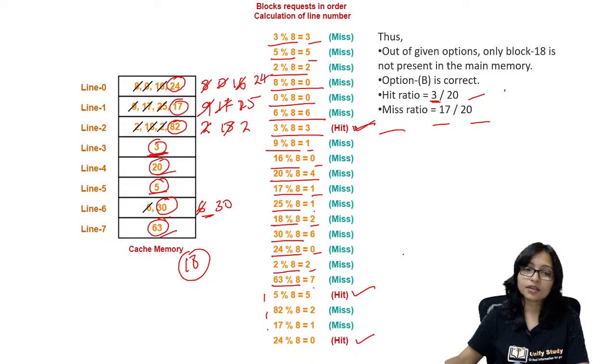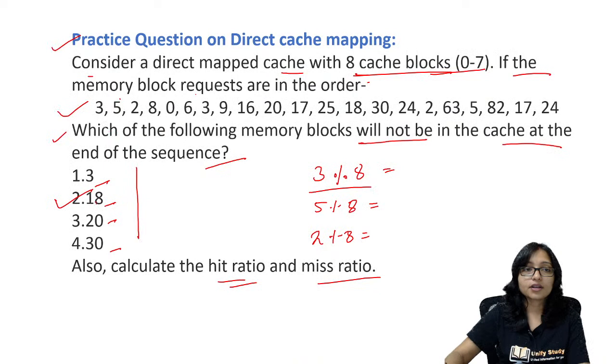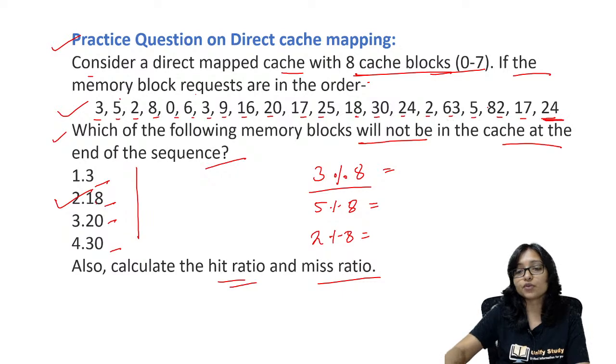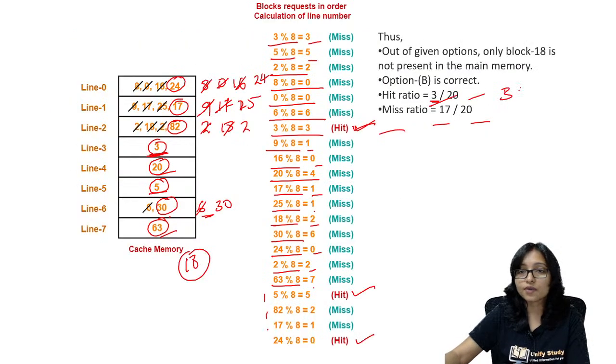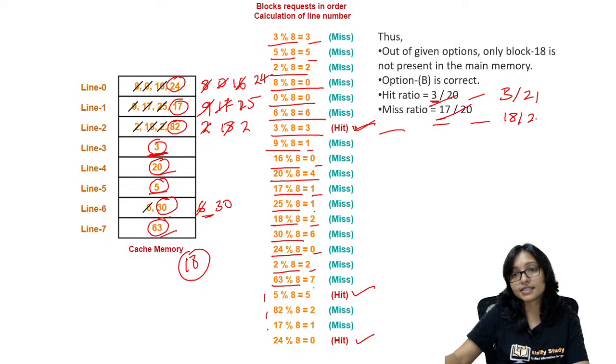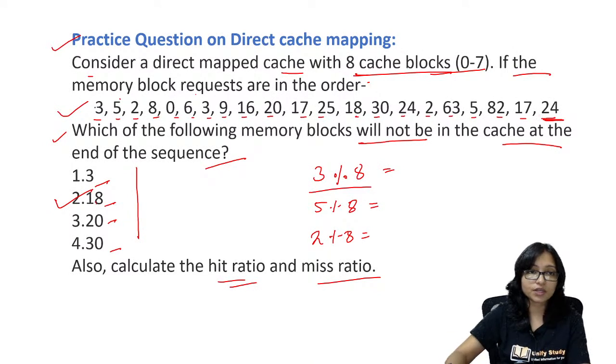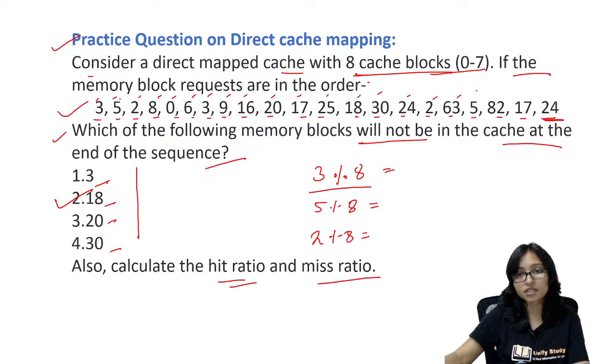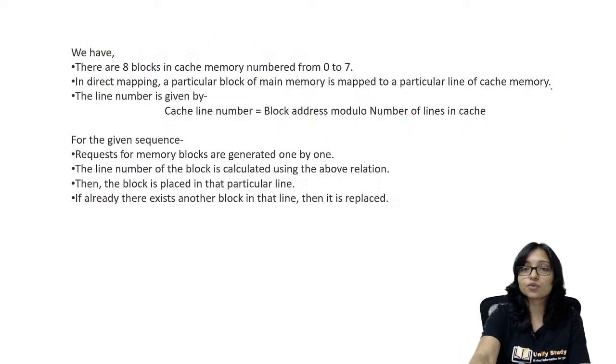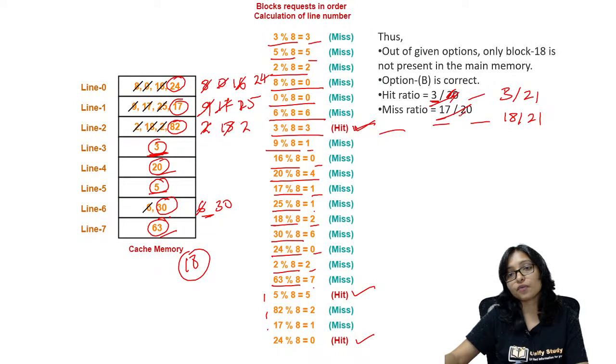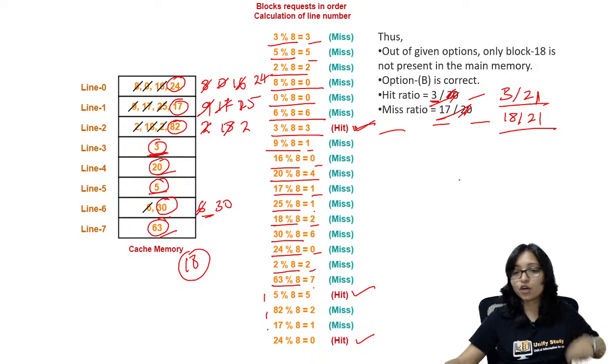Is it clear? Yes or no? Clear. 1, 2, 3, 4, 5, 6, 7, 8, 9, 10, 11, 12, 13, 14, 15, 16, 17, 18, 19, 20, 21. It will be 21, guys. That's why I count 21, and here it will be 18 by 21 because the total number of requests is 21. Total is 21, okay? So always count correctly. Here it is not 20, it will be 21. 3 by 21 and 18 by 21. Clear? I hope it is clear to everyone.